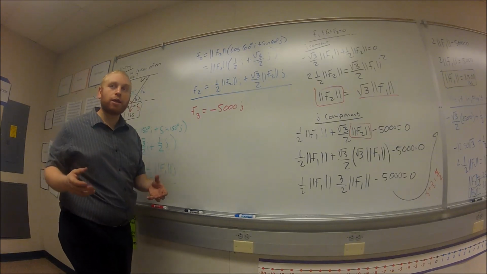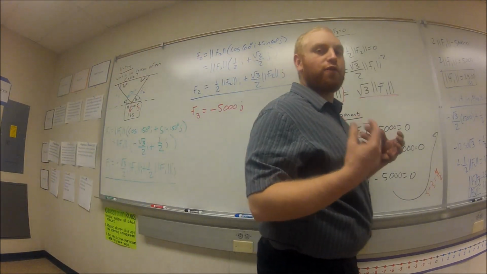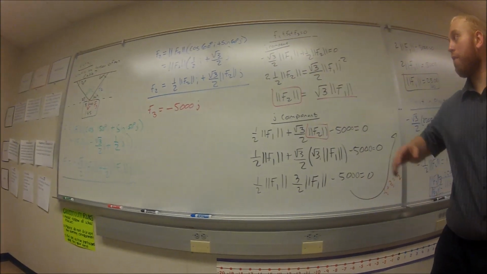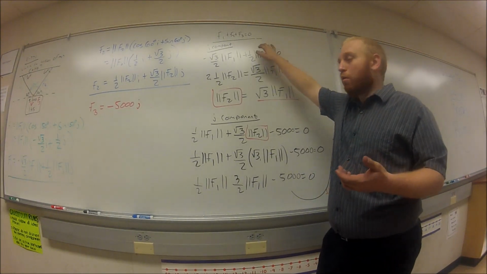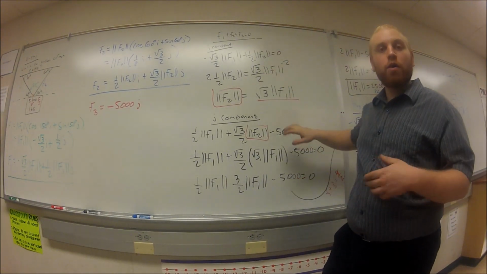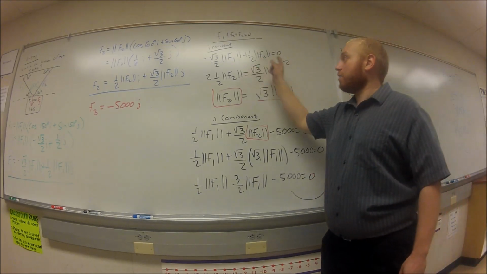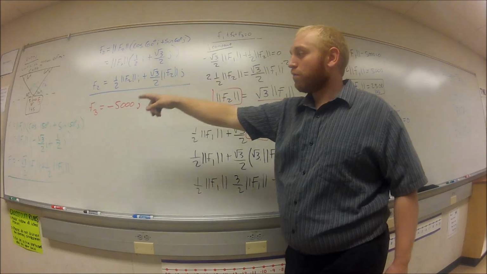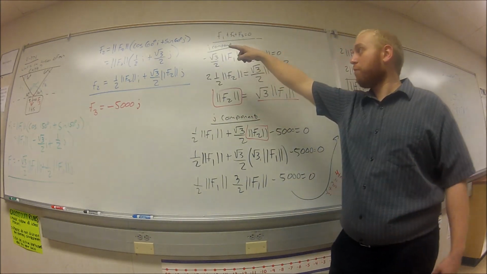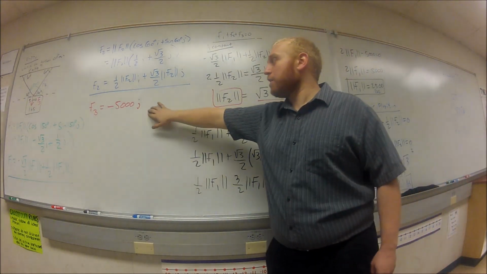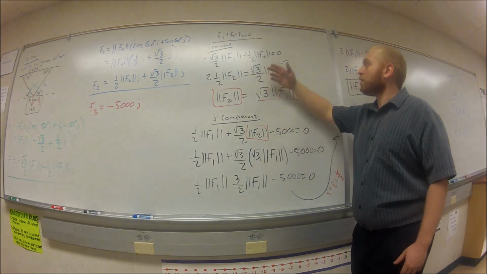Now remember, for static equilibrium, we need the sum of the forces to equal 0. Well, then that means that the I component has to equal 0 and the J component has to equal 0. That's how you get the 0 vector. So, I added up all the I's: negative root 3 over 2 from force 1, 1/2 from force 2. This guy doesn't have any I's, so I didn't add it in there.